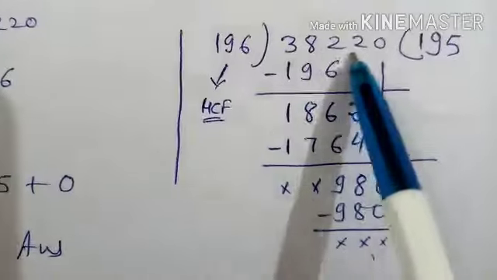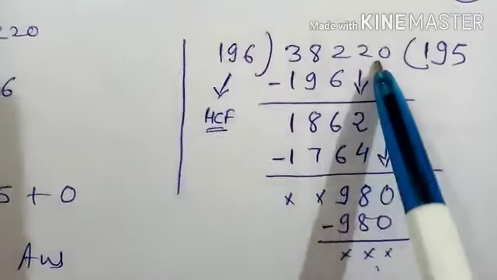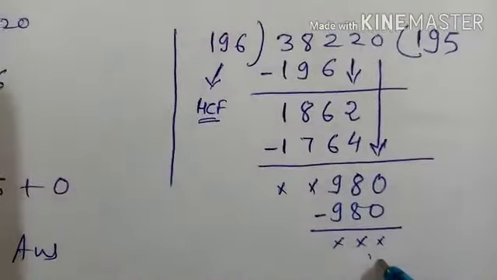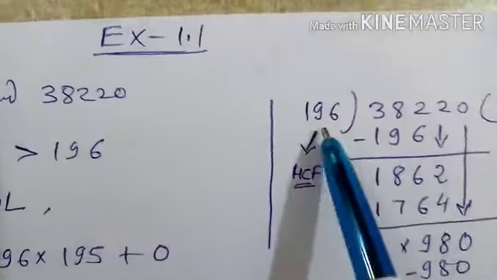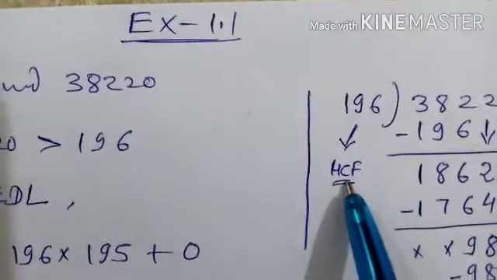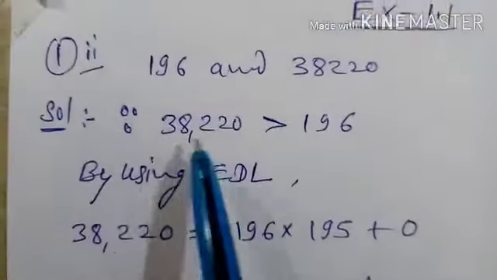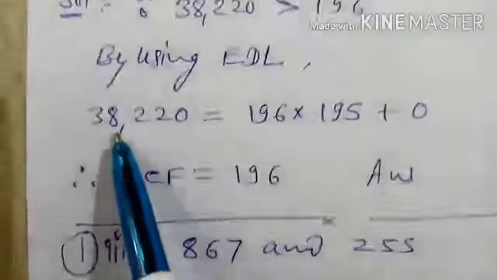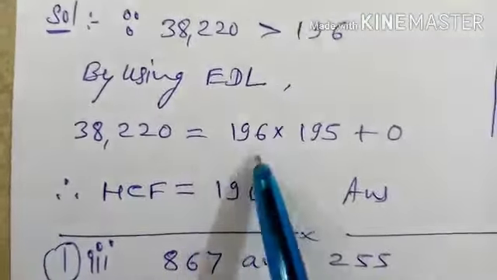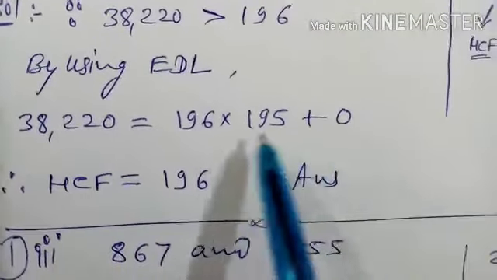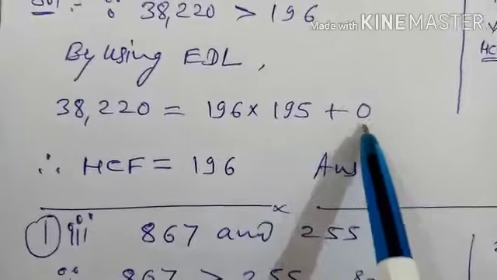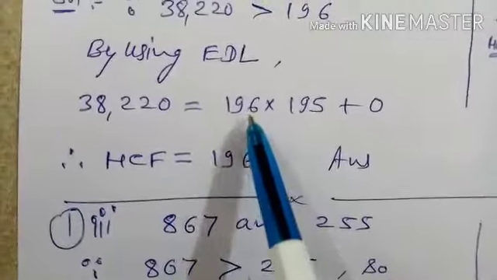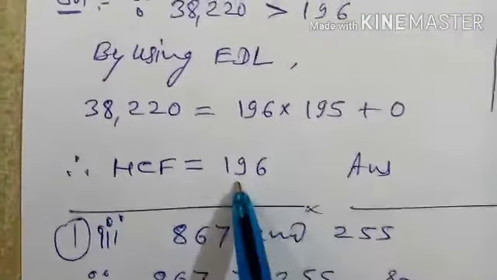So this dividend 38,220 is equal to 196 into 195 plus 0. So this is our first and last divisor, which is 196. So this is our SCF. Since 38,220 is greater than 196, by using EDL we can write 38,220 is equal to 196 into 195 plus 0, b into q plus r. Since the remainder is 0, our last divisor, which is 196, is the SCF.